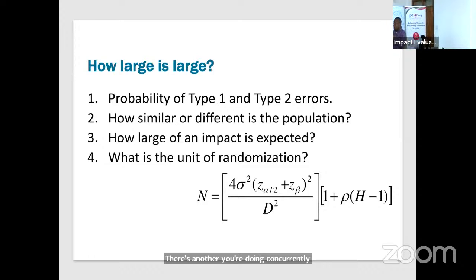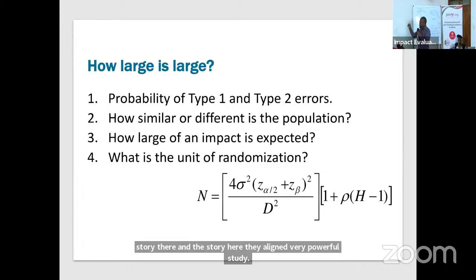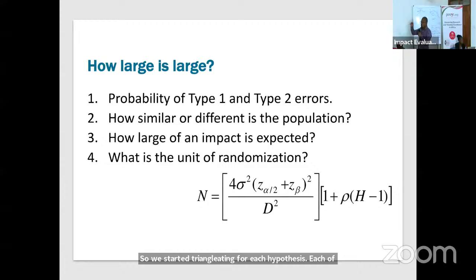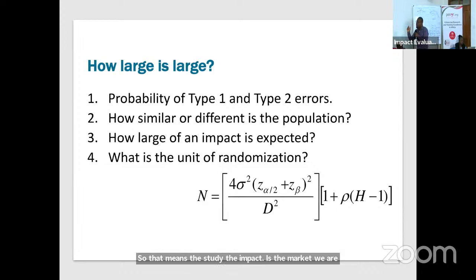In our case, we started with quantitative, and it was very independent. Then we said, let's design a qualitative study, separate from the quantitative, but related in terms of the issues we're asking. And then we analyzed qualitative independently, and we looked at the story there and the story here. They're aligned, a very powerful study. So we started triangulating for each hypothesis, each of the key questions: what does this mean in the quantitative difference in difference, and what does it mean in the qualitative? Does it match? It matches. So that means the impact, the magnitude we are seeing here, is justified. And here is the narrative, very powerful.